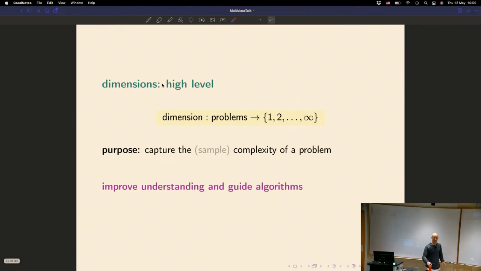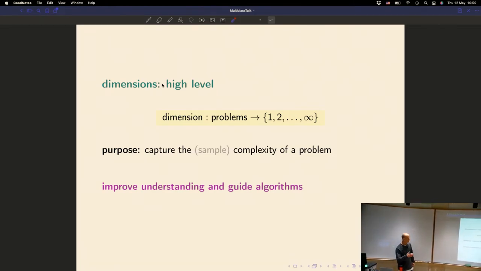Okay. So a dimension in this context is a way to take a problem and map it into integers or infinity. So we want to assign a problem some number. And this number should capture the complexity of the problem in some sense. If the number is large, the problem is hard. If the number is small, the problem is easy. And there are many reasons to try to find such a device. From a theoretical perspective, it helps us to understand things. And from a more practical perspective, it can guide our choices when we design algorithms. So this is the very high-level goal.